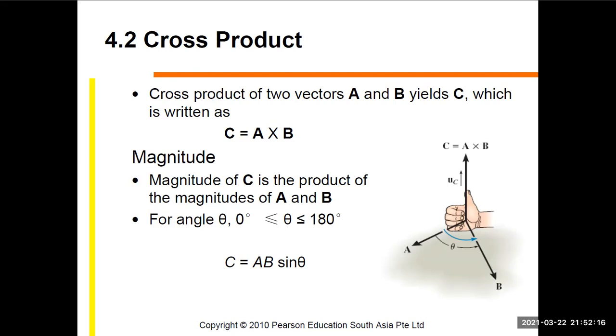الكروس برودكت إذا بنتعامل مع moments بال 3 dimensional, it's not a 2 dimensional plane. So لازم نفهم الكونسبت of the cross product. بالchapter 2 حكينا عن الدوت برودكت اللي هو حينتج عن ناتج الدوت between two vectors أو ال product of two vectors والresultant كانت عبارة عن scalar. هون الكروس برودكت resultant حتكون عبارة عن vector. So the cross product of two vectors A and B yields C, which is written as C equal A cross B. The magnitude of C is the product of the magnitude of A and B.